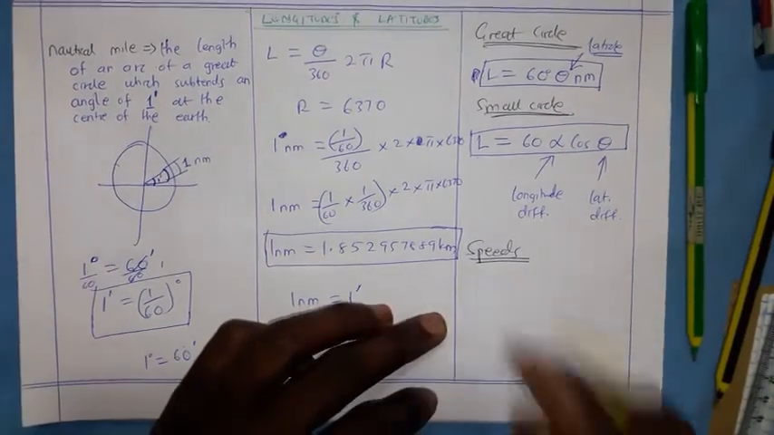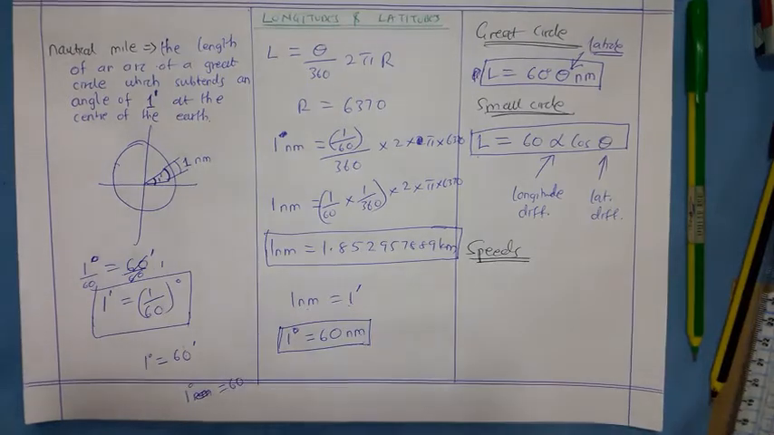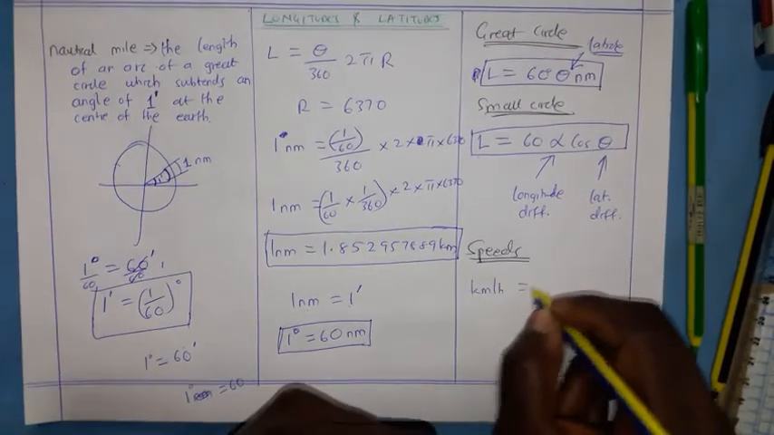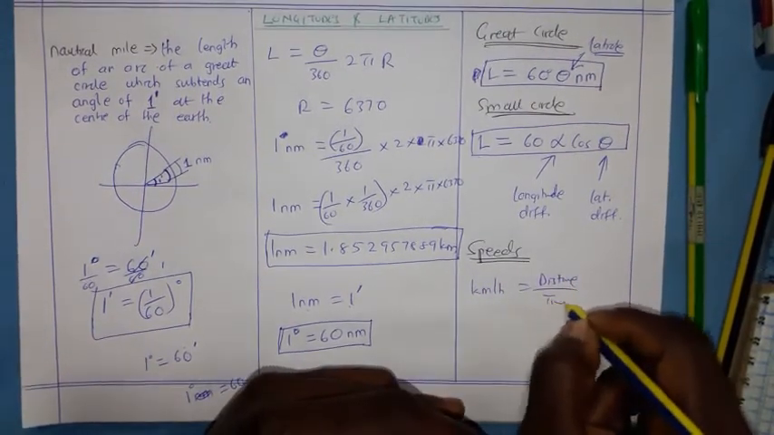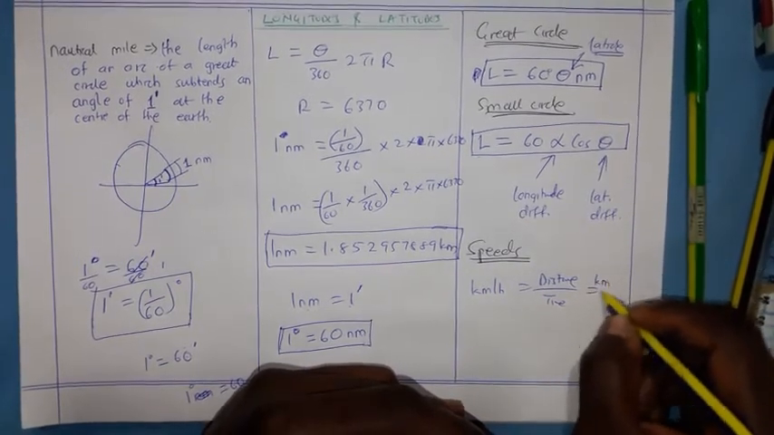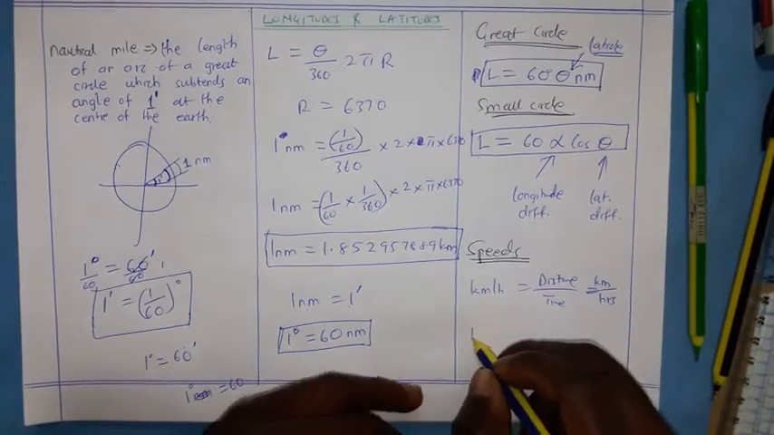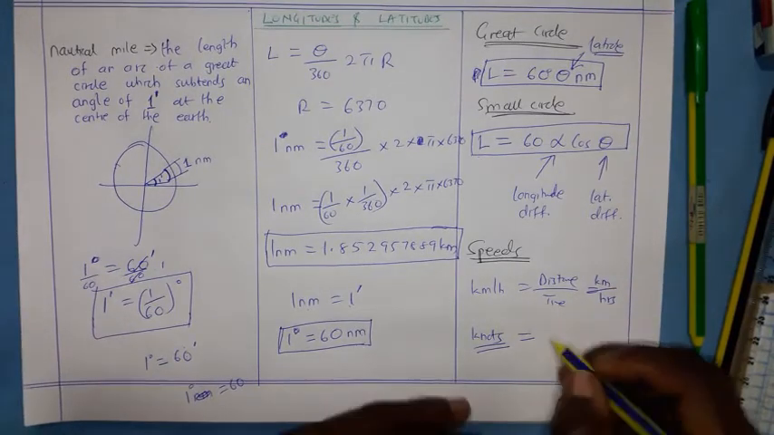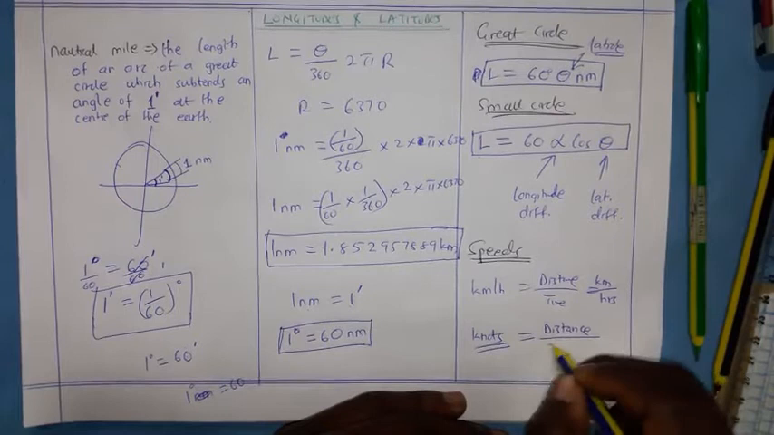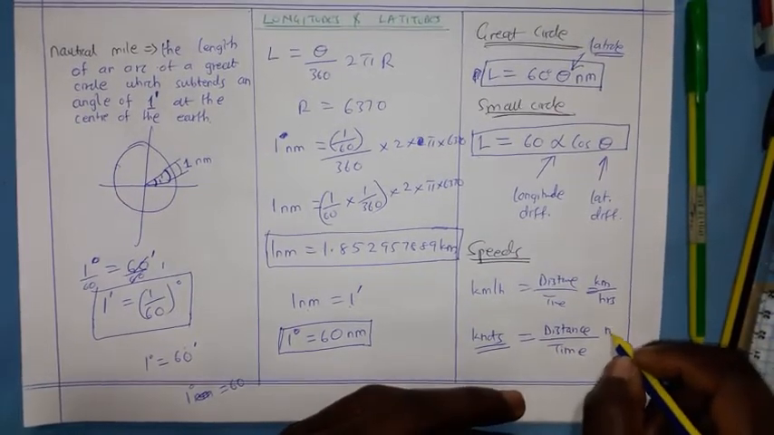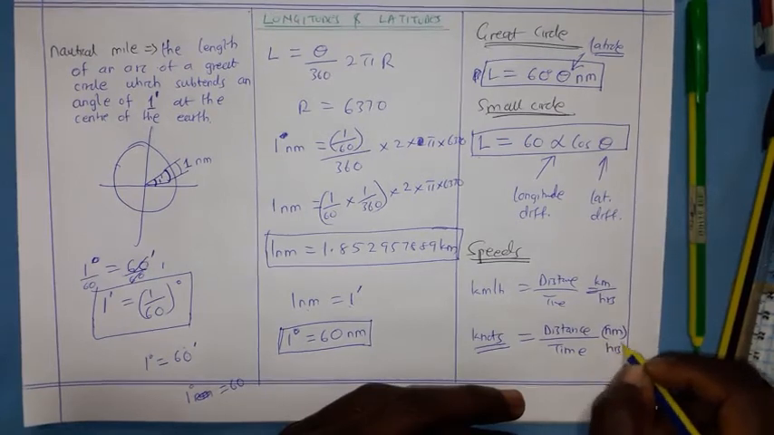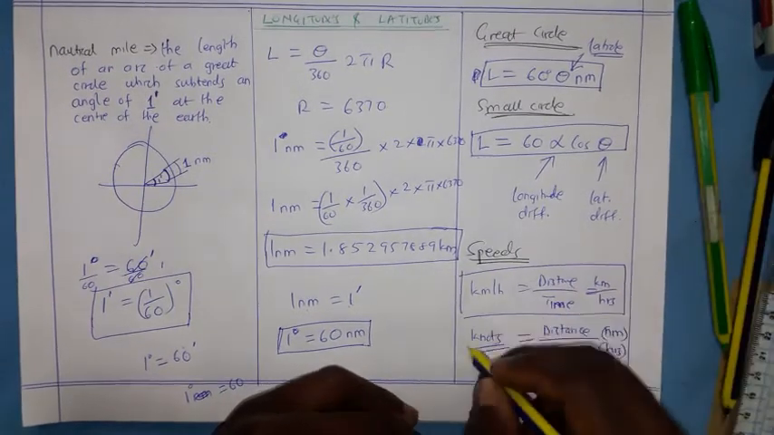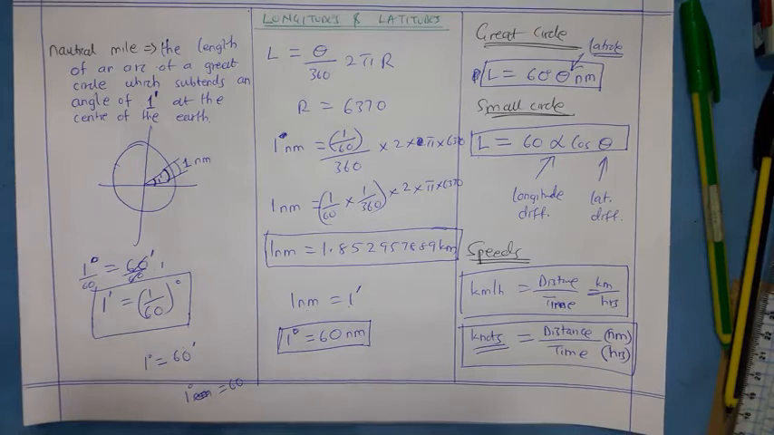Now speeds. You know how to calculate speed: it is distance over time taken, in kilometers per hour. That is simply distance in kilometers divided by hours. What about knots? If I'm told that this thing moves at a certain number of knots, it is still distance divided by time taken, but distance in nautical miles divided by time in hours. No big difference. So that's what we have there.